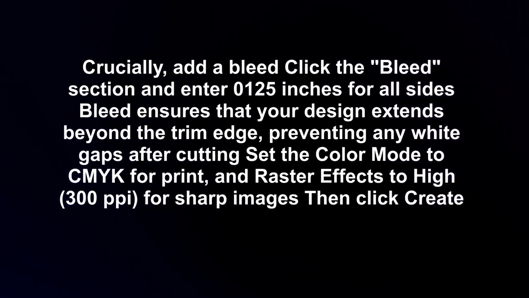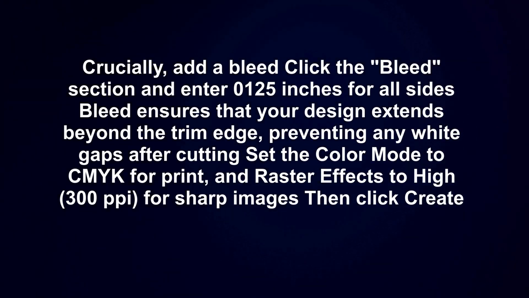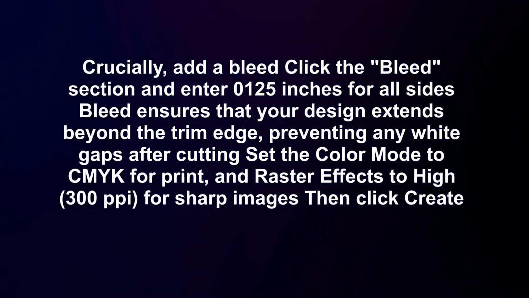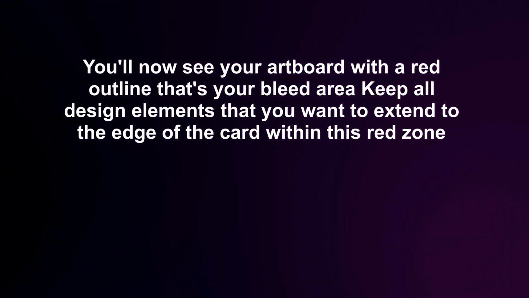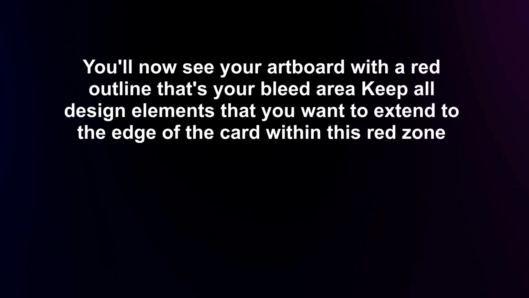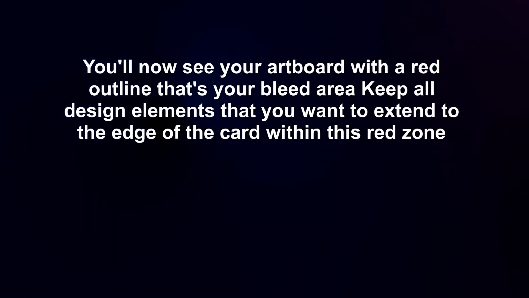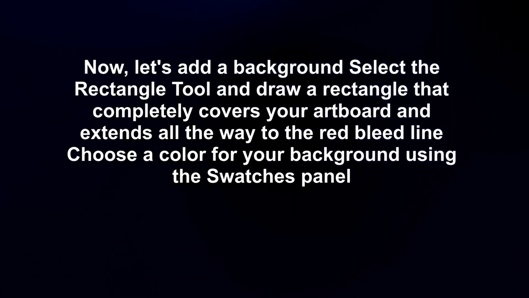Set the color mode to CMYK for print and raster effects to high, 300 ppi, for sharp images. Then click Create. You'll now see your artboard with a red outline. That's your bleed area. Keep all design elements that you want to extend to the edge of the card within this red zone.